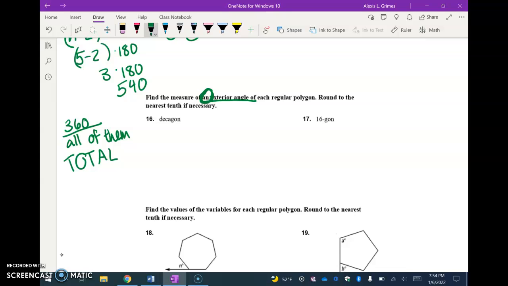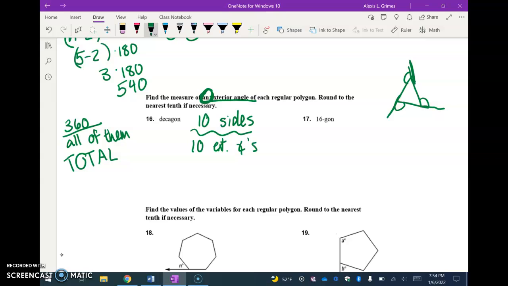So a decagon has 10 sides. We're thinking really similar to what we had to do above here. If there are 10 sides, how many exterior angles are there? If we had 3 sides, we can extend 1 there, 1 here, and 1 here. That will give us 1, 2, 3. So when we have 3 sides, we have 3 exterior angles. That means when we have 10 sides, we have 10 exterior angles.